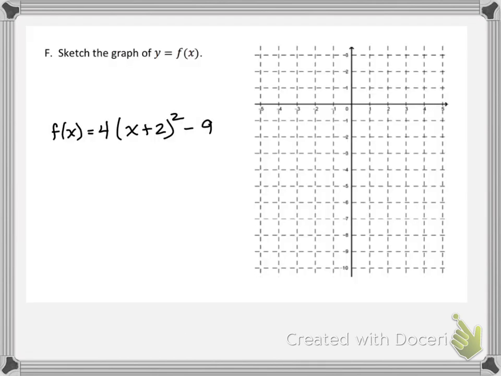Okay, now let's graph. So what do I have to do with the x squared graph to get this one? Move it to the left by 2 units. Mm-hmm. Stretch it by 4 and down 9 units. Mm-hmm. I don't really like using L and D. That's weird. I'll do an arrow. Left 2, down 9, and then we're going to stretch it by 4.